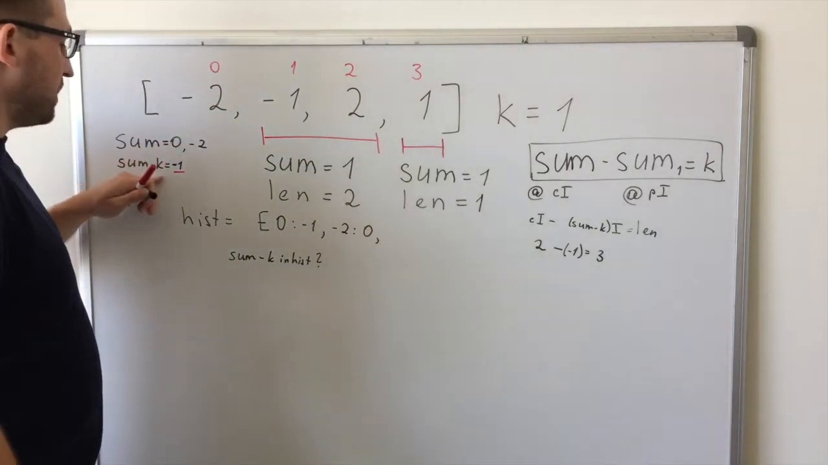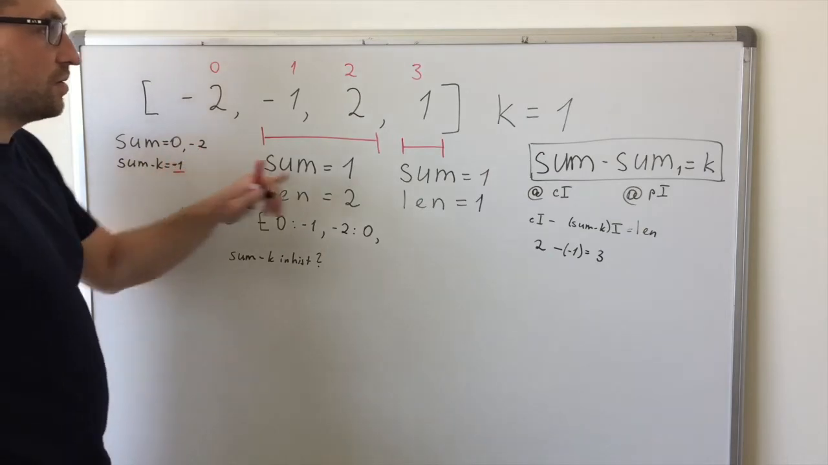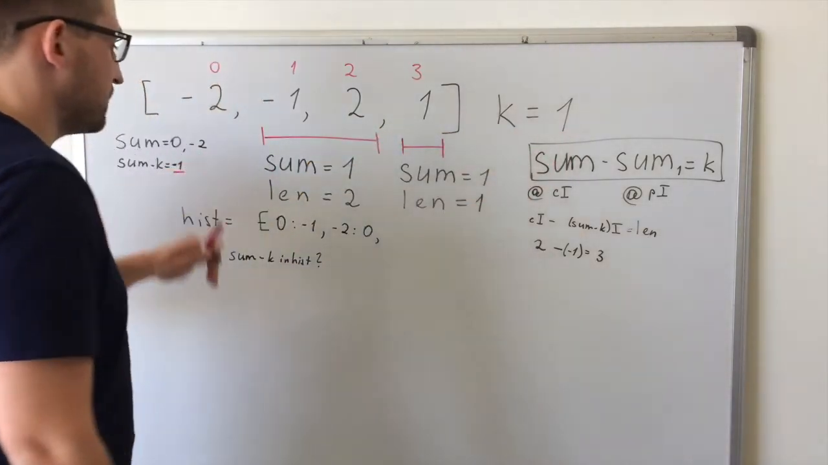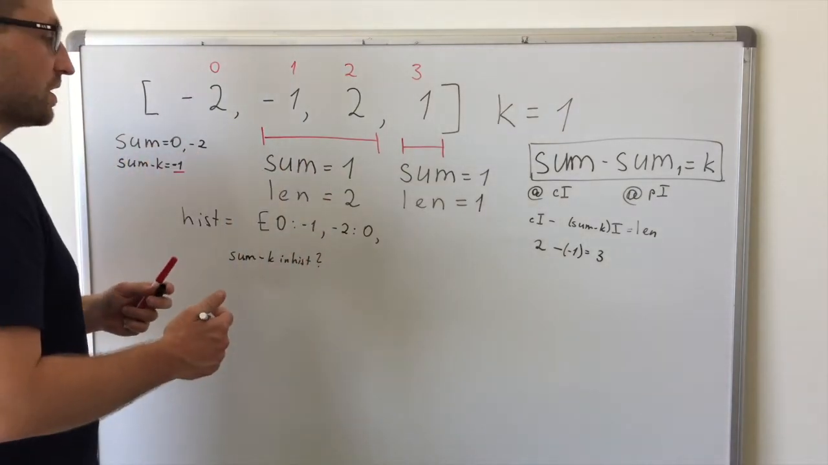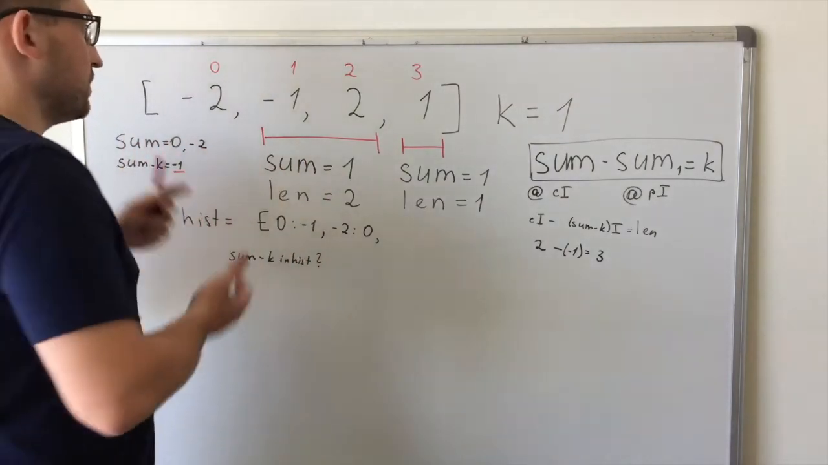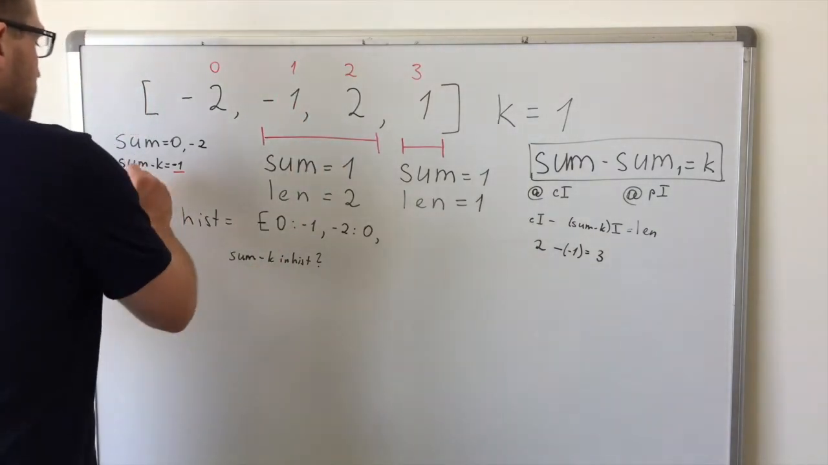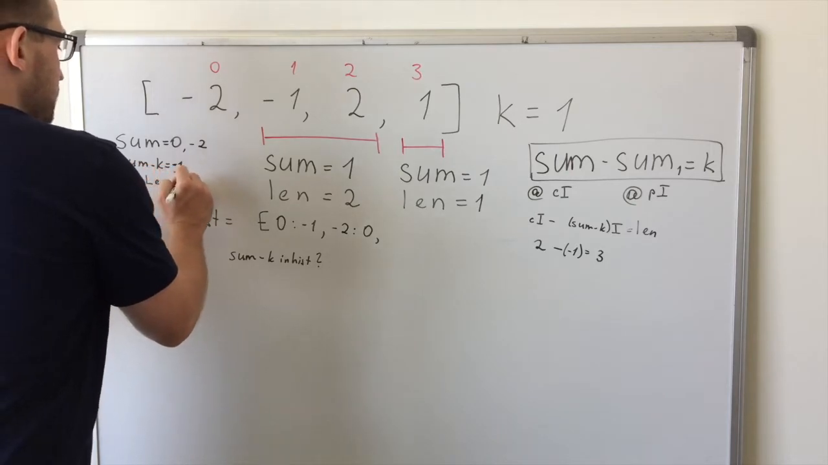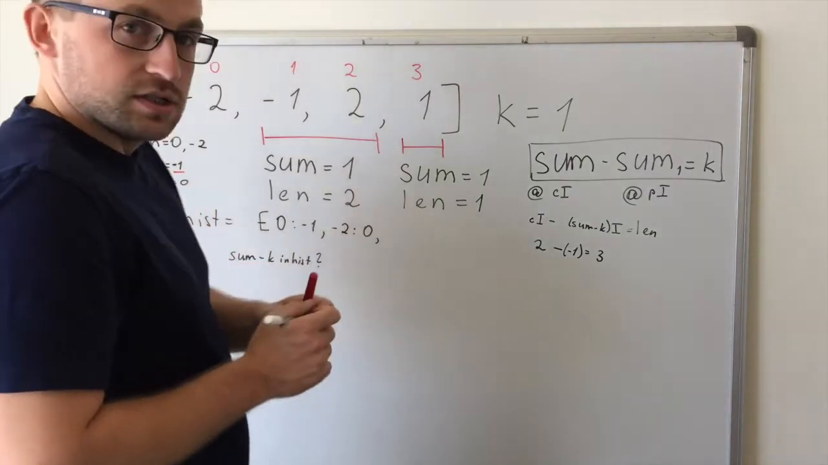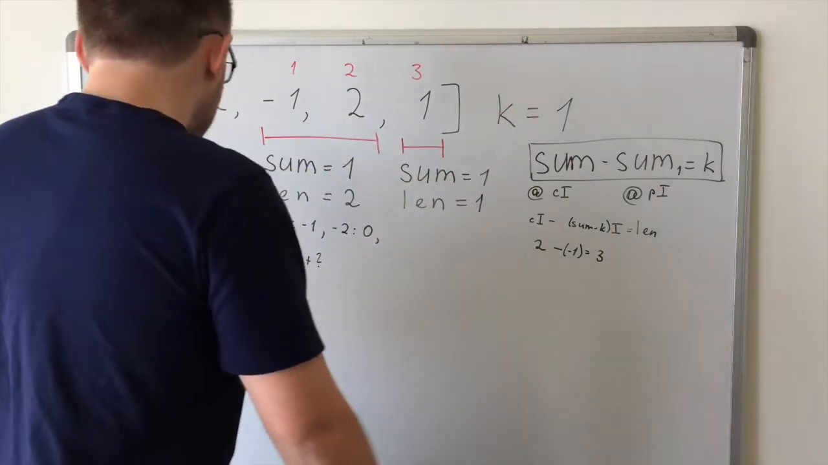Now let's check what sum minus k is. So this is going to be minus 2. So minus 2, minus 1, it's minus 3. Is minus 3 in history? It is not. Therefore, we can't do anything here. And we don't know what the maximum length of the subarray is. Initially, this max length, we can even write it here. Max length, we'll initialize it to 0. Because initially it's 0, and if we can't find anything that adds up to k, then we'll just return 0.